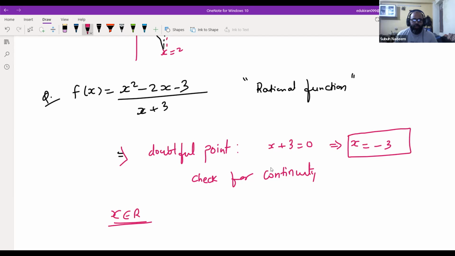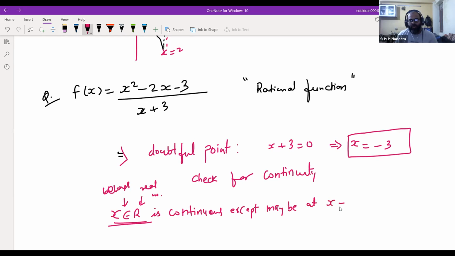So it is a doubtful point. So we will say x belonging to R is continuous everywhere. This is called belongs to. So x belongs to real number, every real number, it is continuous except maybe at x is equal to -3, that we need to check.